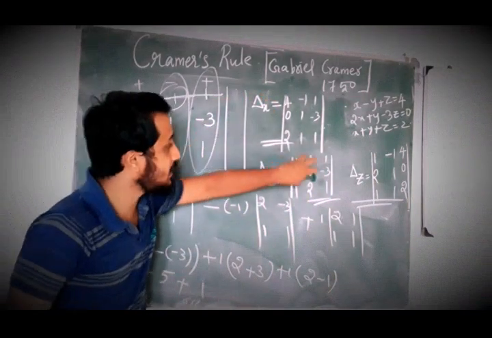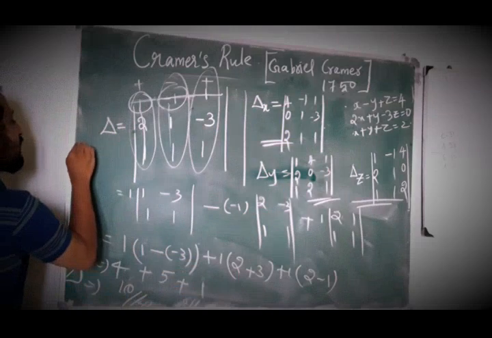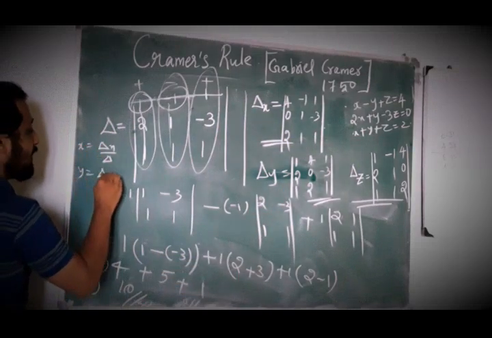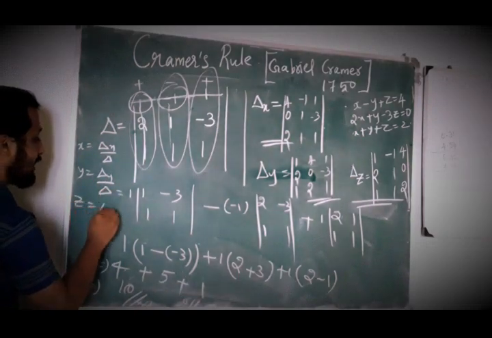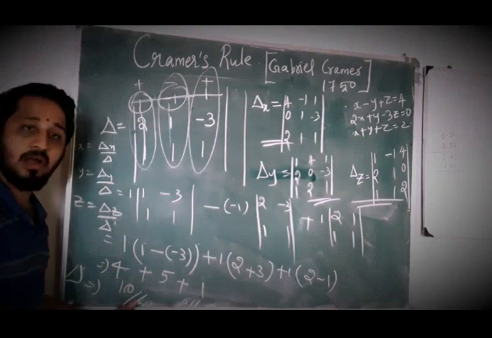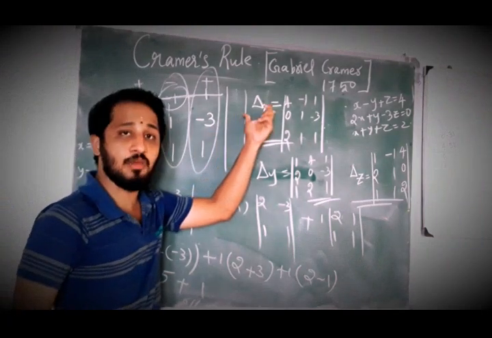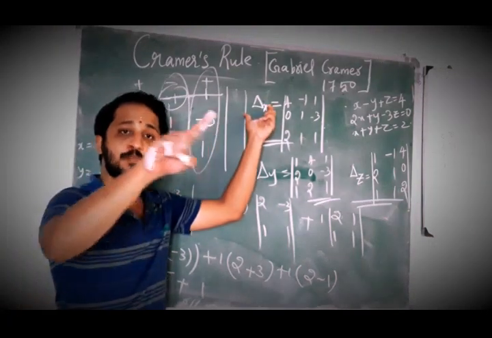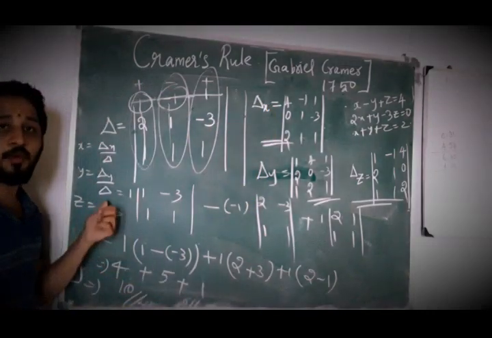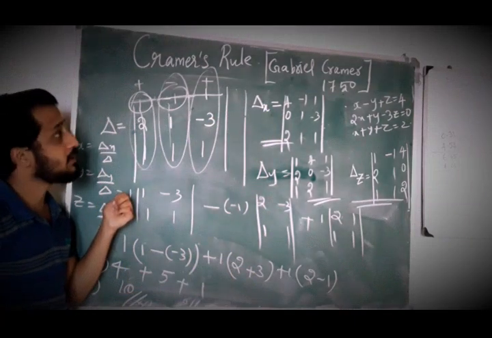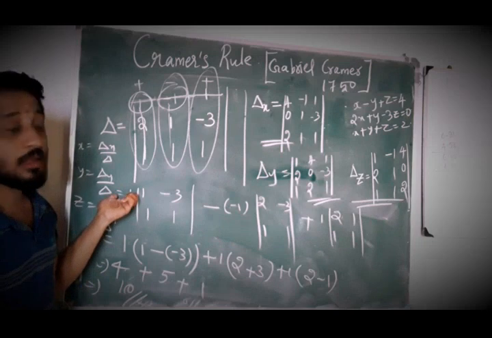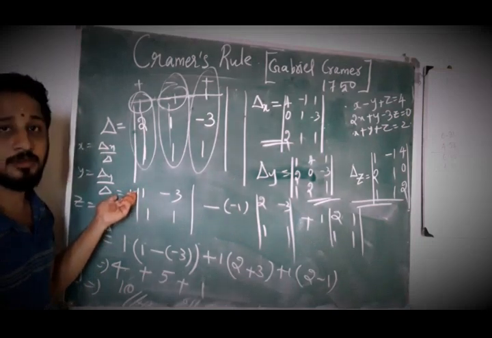After finding delta x, delta y, delta z, you can find the values of x, y, z. x is equal to delta x by delta, y is equal to delta y by delta, and z is equal to delta z by delta. This is the way. What's the value of delta? Delta you have 10. Delta x, you can find as the determinant of a 3 by 3 matrix, expanding with the first row, alternating plus minus. Let's try this problem. Is it clear? This is nothing but Cramer's rule, introduced by Gabriel Cramer in 1750. Is it clear?